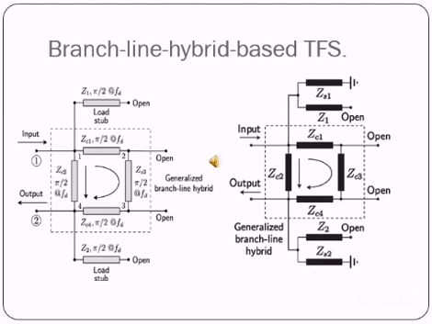The modified branch line hybrid based transverse filtering section. The lines are lambda by 2, but Z1 and Z2 are used to finally adjust the electrical parameters of the circuit. To further convert this LPF into a BPF, we need another section, a grounded section.